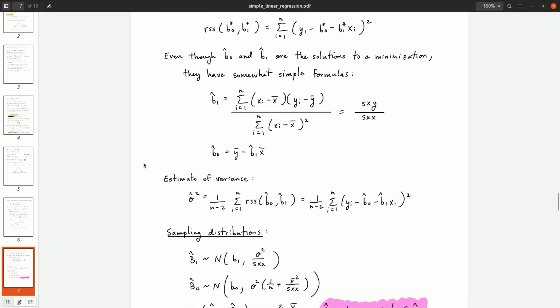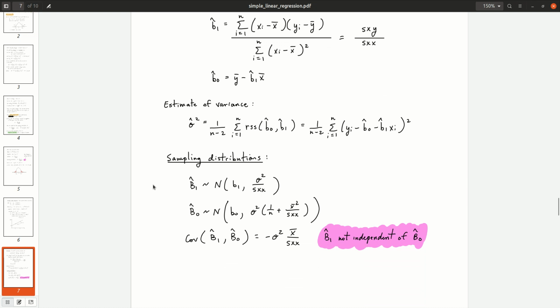Our estimate of the variance, we're going to use the residual sum of squares. This is a typo. It should just say 1 over n minus 2 times the residual sum of squares, which would be equal to this thing here. So our estimate of the variance is we take the residual sum of squares, and instead of dividing by n minus 1, we divide by n minus 2. And we'll talk a little bit later in the lecture about why it's n minus 2 instead of n minus 1 in this case.